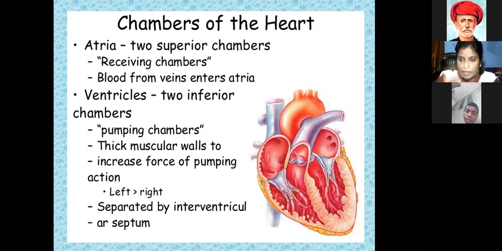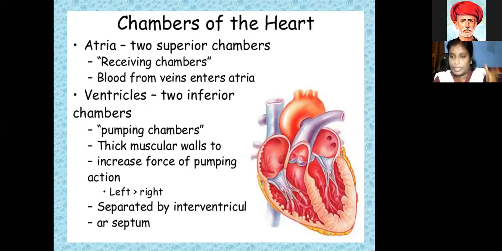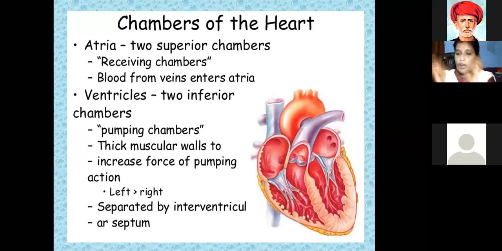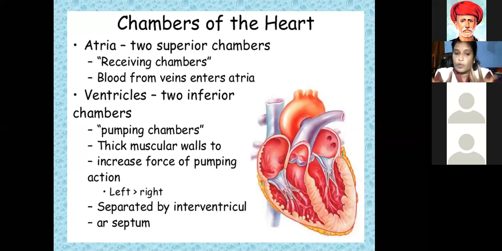Parts of the body. Can you understand? These auricles and ventricles, four chambers are there. These chambers are covered with thick muscular walls. Thick muscular walls increase the force of pumping action. During pumping, the force inside the auricles and ventricles also increases.